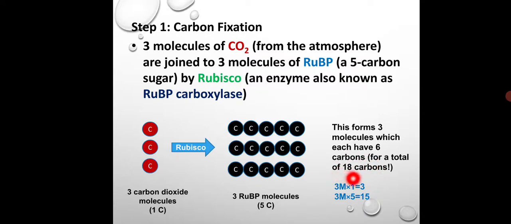It's a simple calculation. M stands for molecule. So 3 molecules of carbon dioxide, each containing 1 carbon, so 3 ones are 3. And in RuBP we have 5 carbon, in 3 molecules, so 5 threes are 15. 15 plus 3 is 18. So up till now, how many carbons do we have in total? We have 18 carbon.